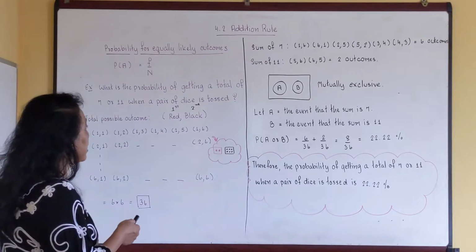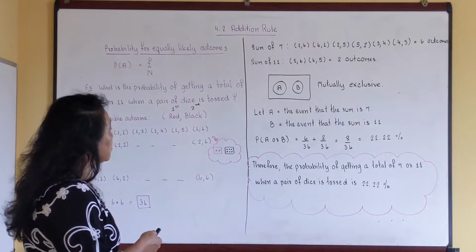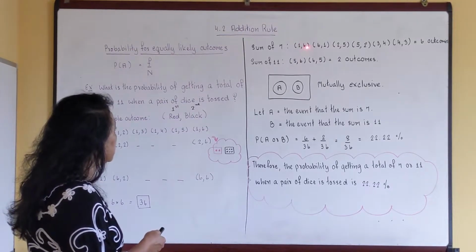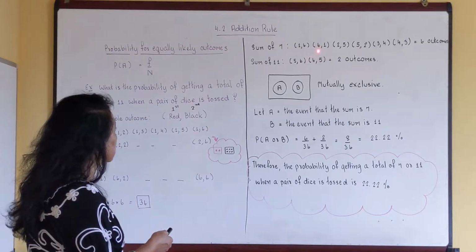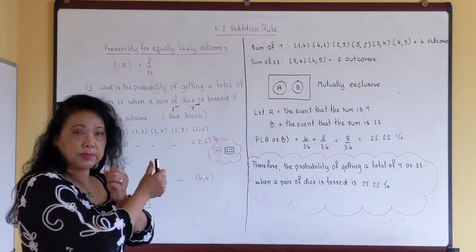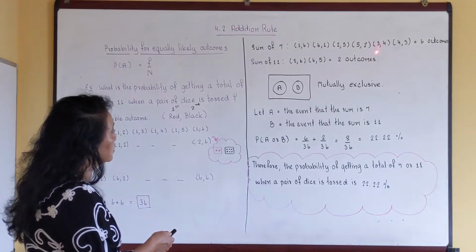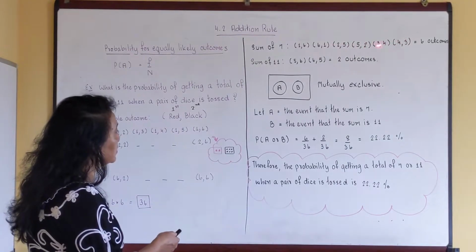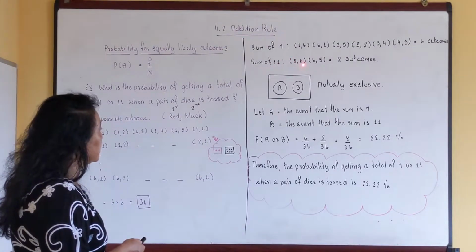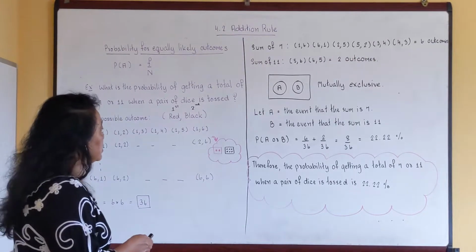Now you want to find the sum of 7. For a sum of 7, we can have 1, 6, which means the red one is 1 and the black one is 6, or the red one is 6 and the black one is 1. Switch the colors: 2, 5; 5, 2; 3, 4; and 4, 3. So you have 6 possible outcomes. For a sum of 11, you can have 5, 6 or 6, 5. That's 2 possible outcomes.